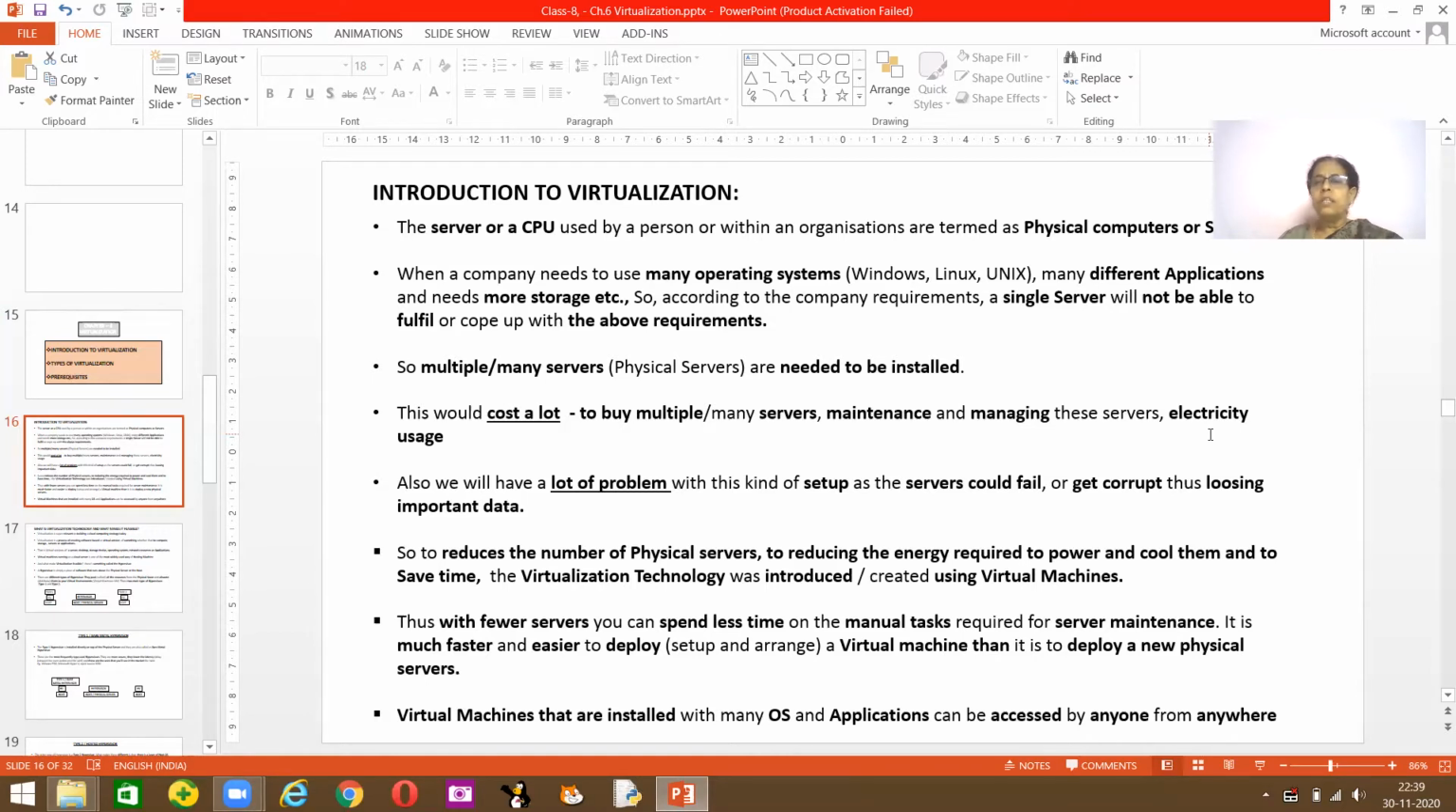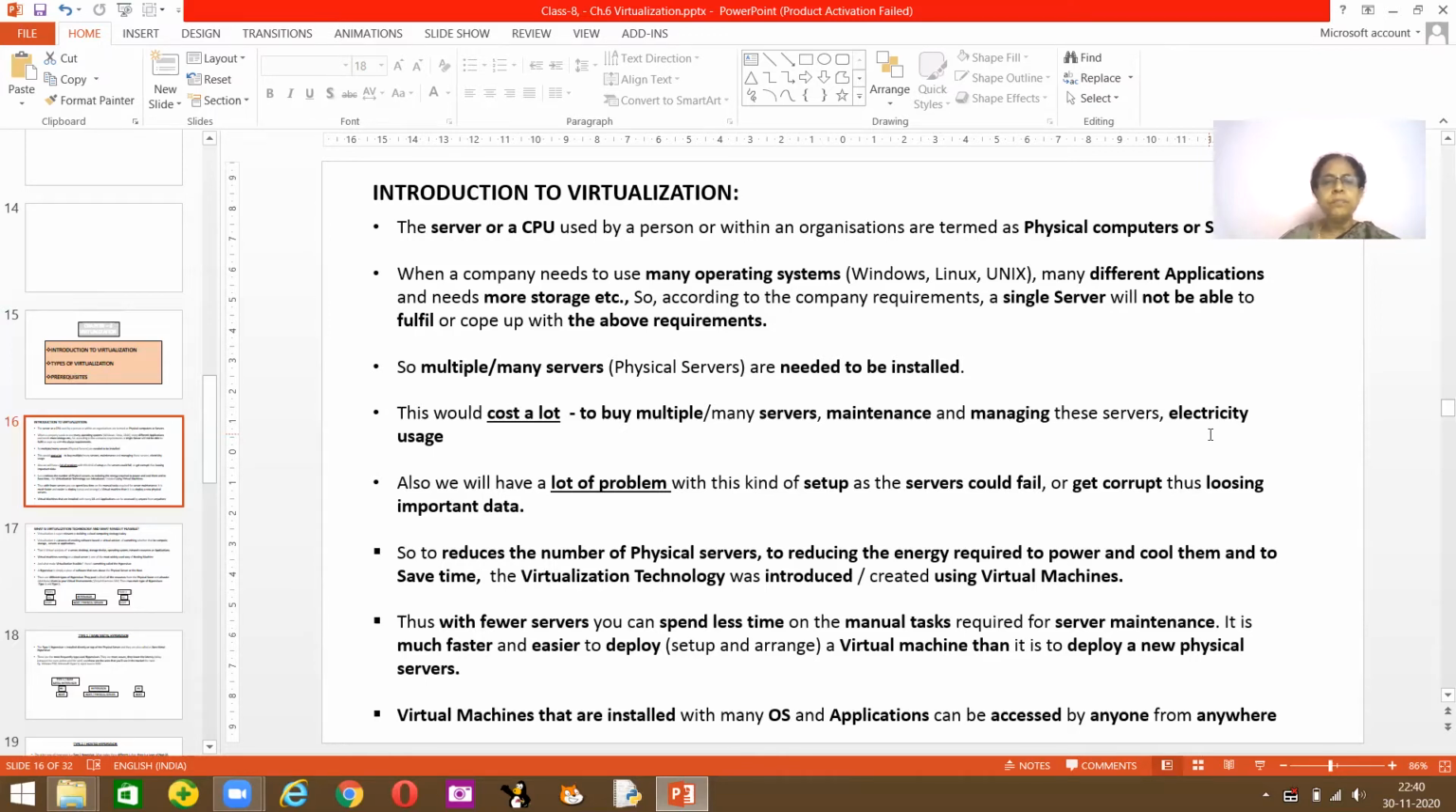Because of all these problems and the expensive work, and because it is very difficult to maintain so many servers in a room, the technology that was started, to reduce these many physical servers, to reduce the energy we use to power and cool them, and also to save time, was called virtual technology. The virtual technology was introduced, and this was done through virtual machines.